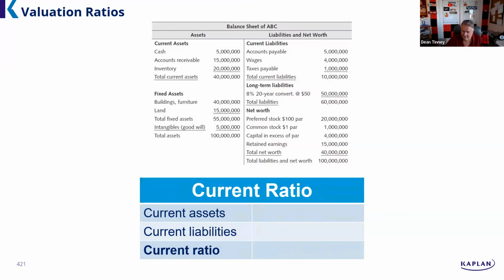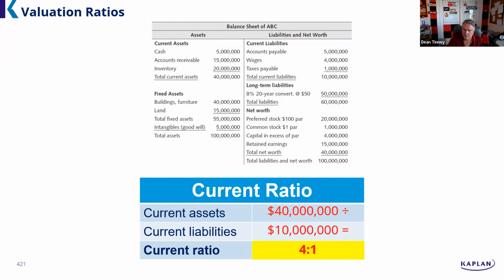And you would say current assets divided by current liabilities. And then I might even ask you to do it, in which case we take 40 million, we divide by 10 million, and we say 4-1. So either recognize it or actually do it.